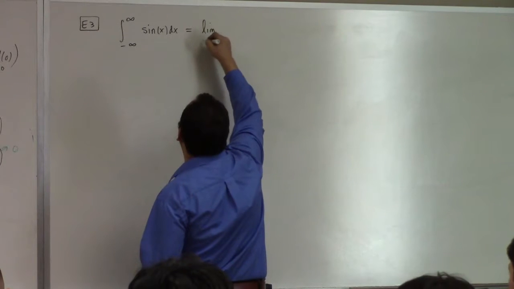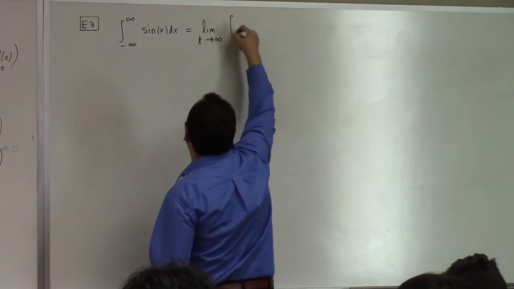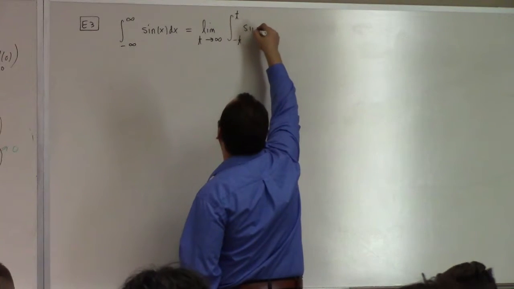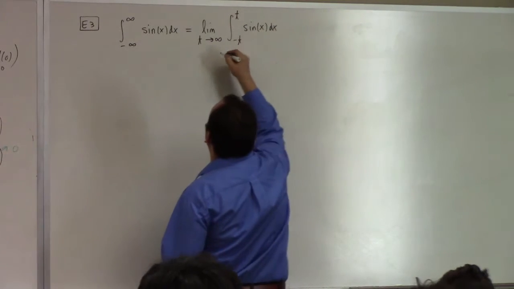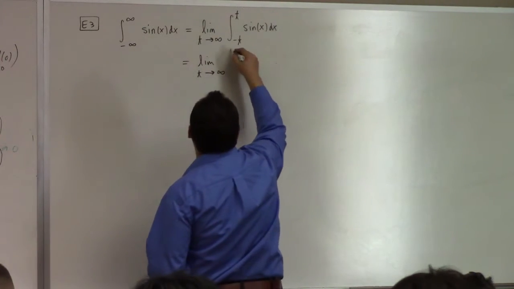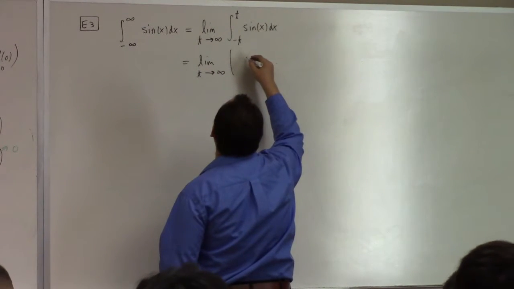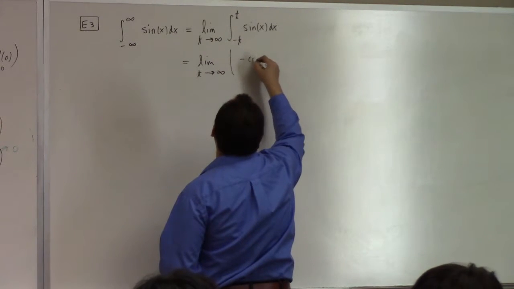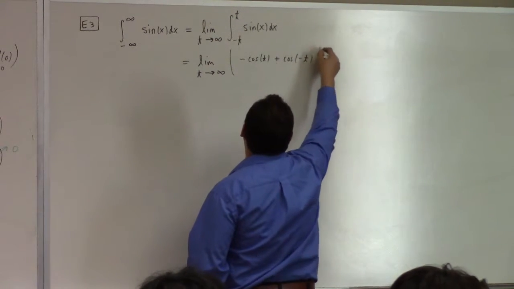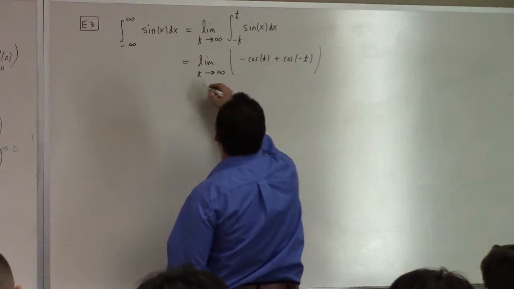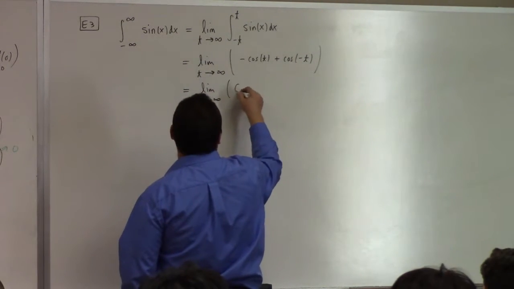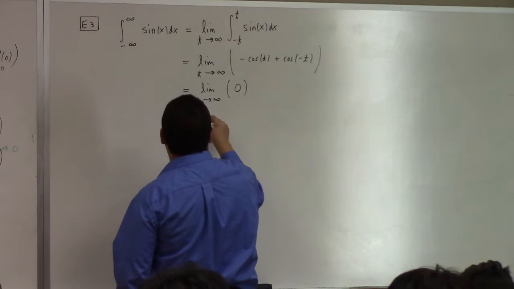So the limit as t goes to infinity of the integral from minus t to t of sine of x dx. So that's the limit as t goes to infinity of, looks like a cosine, well, minus cosine of t plus cosine of minus t. Oh, but what's that? Zero, right? So the answer is 0, right?